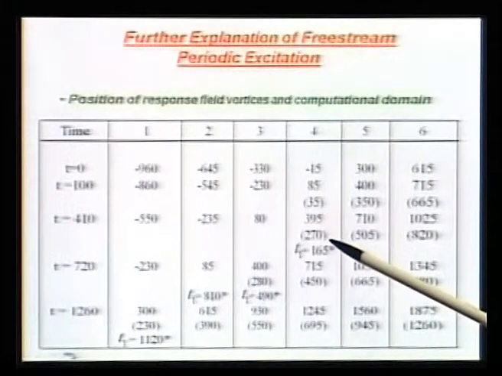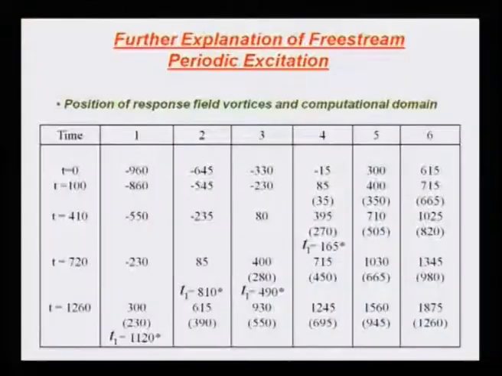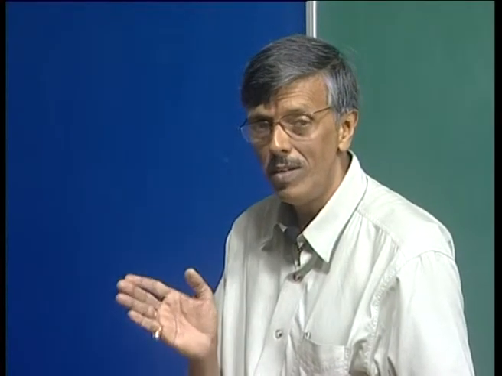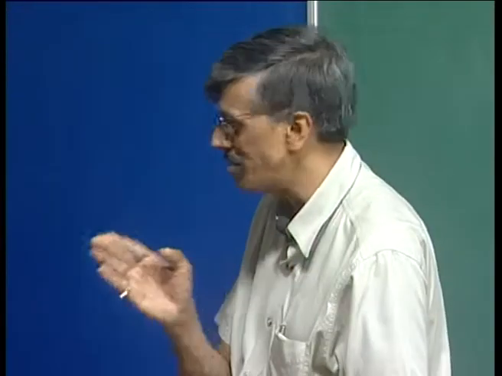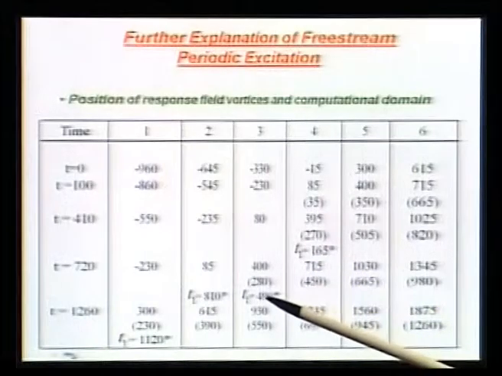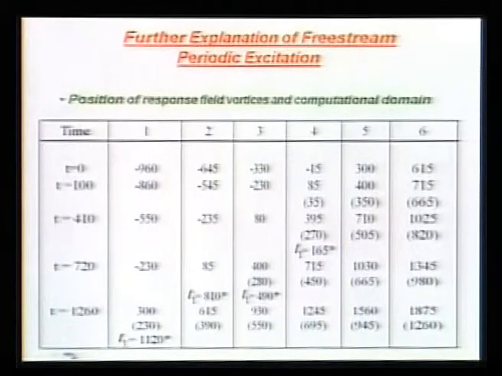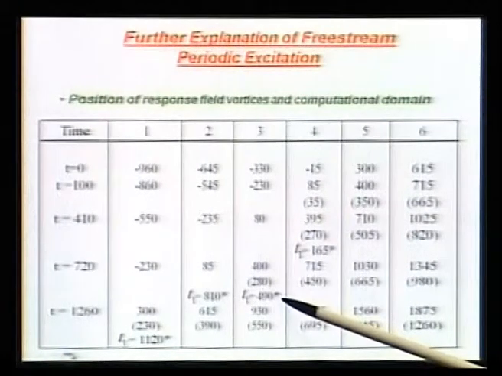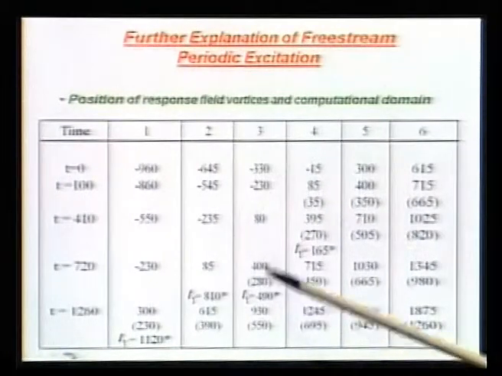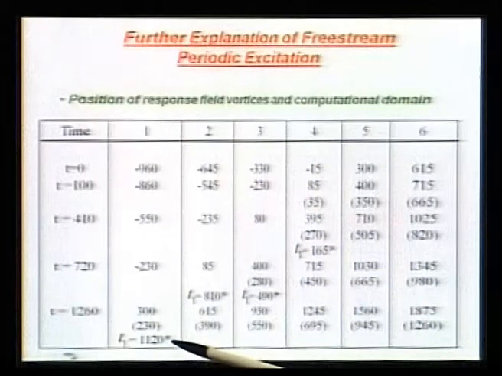And now you see what has actually happened: at t1 equal to 165, this entered our computational domain. So the computational domain is not starting with the leading edge; it is somewhat later. That is what we have indicated by this T1 star when these vortices enter the computational domain. Like this third vortex would enter the computational domain at 490. This one would enter at 810. This one would enter at 1120, and so on and so forth.